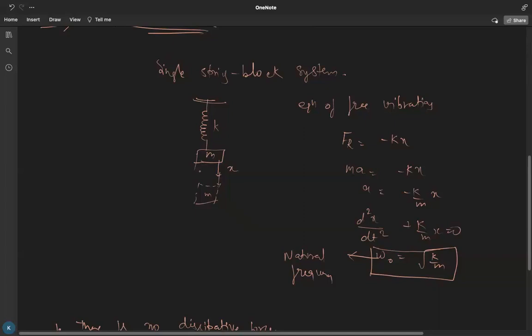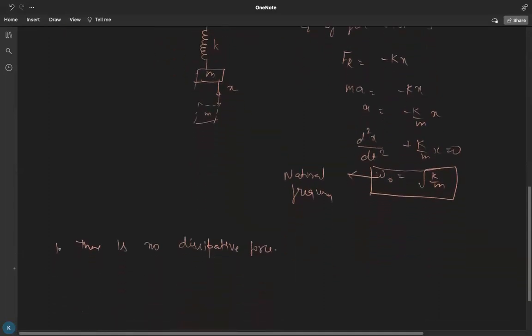So there is no dissipative force. If there is no dissipative force, or no external force acting on the system which affects the oscillatory motion, then the second conclusion we can draw is that these are actually conclusions.